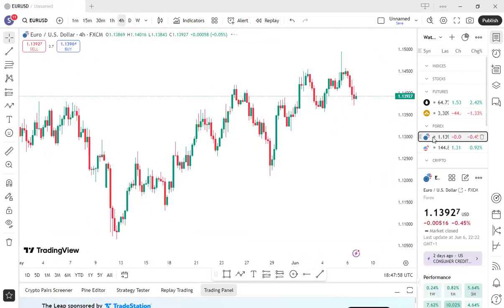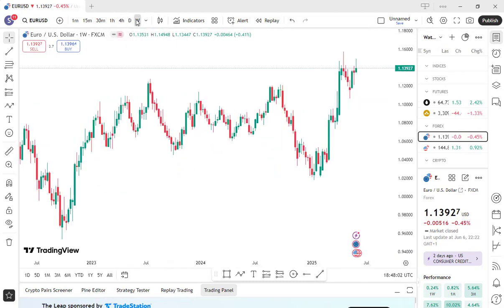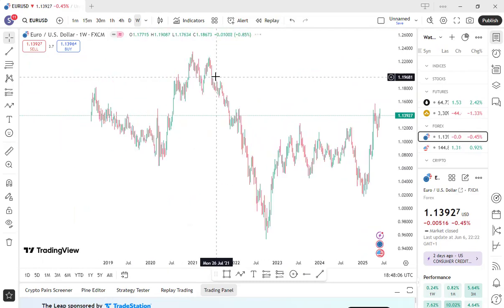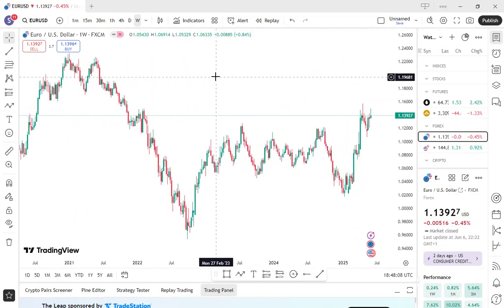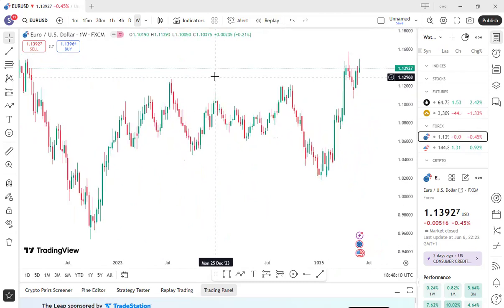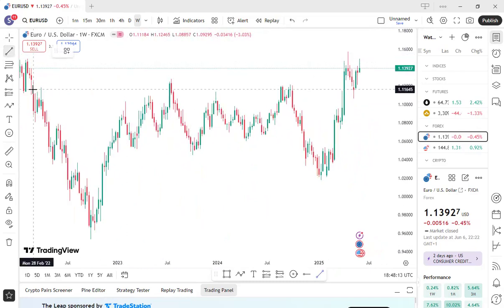Let's go down to the next, Euro USD. Let's go to the weekly on Euro USD to see the weekly outlook. And this is our weekly outlook. Looking at this, what are you seeing on Euro USD? Bullish, bullish, bullish. That's what I'm seeing. I don't know what you're seeing, but me, I'm seeing a bullish move.